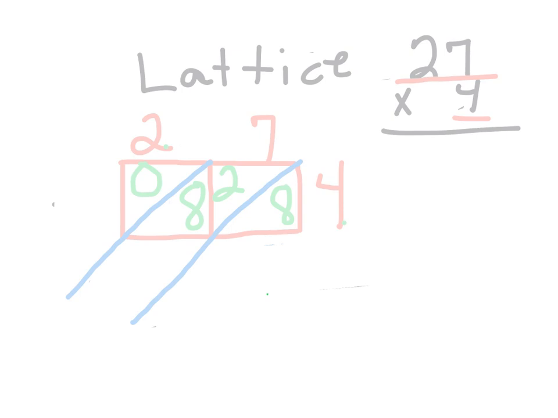Then all we need to do is add down our rows. So here we only have 8. So I just put 8. Here I have 2 plus 8 is 10. Just like you would do in standard multiplication, you'd put your 0 and then just carry your 1 up to the next row, and 1 plus 0 is 1.